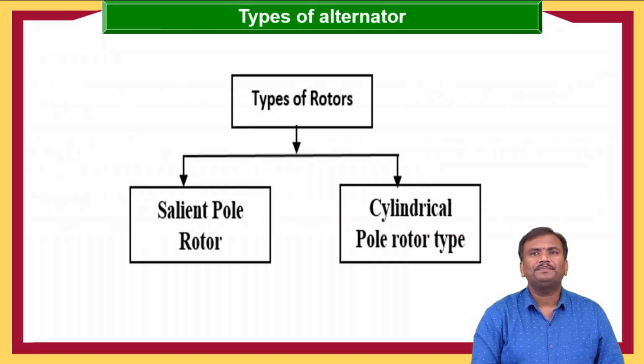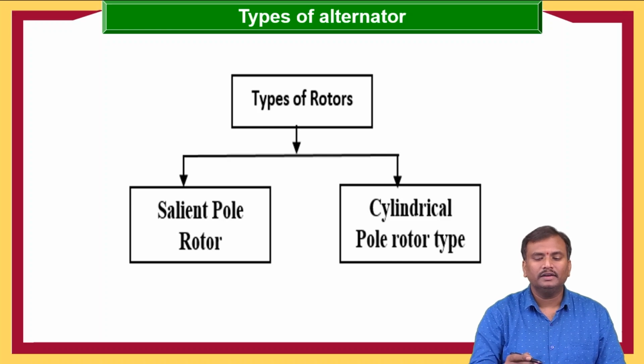Now we'll go through the different types of alternators. These alternators are classified into two types based on the rotor construction, because the stator construction is the same for any machine. Only based on the rotor construction are the alternators classified. The first one is the salient pole rotor and the second one is the cylindrical pole rotor type. Now we'll go with the salient pole type.